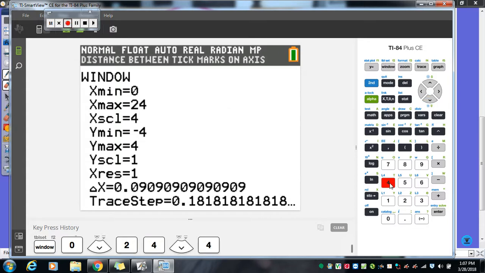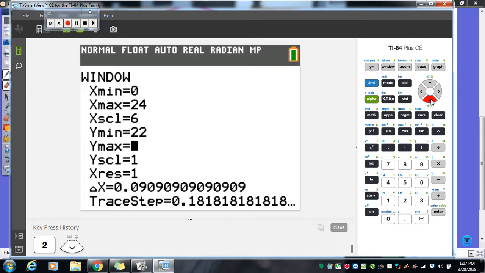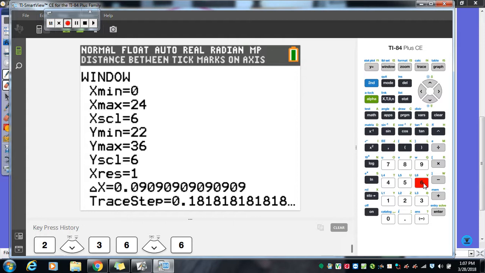And I'm just going to pick a number for my x scale. That's what it's going to go up by, so I'll pick a 4. It really doesn't matter what it goes up by. Okay, we can do 6 since that's what we did on our paper. So then our y min, 22. Our y max, 36. Do we want to go up by 1s? We can go up by 6, or up by 2s, whatever you want. Doesn't matter.